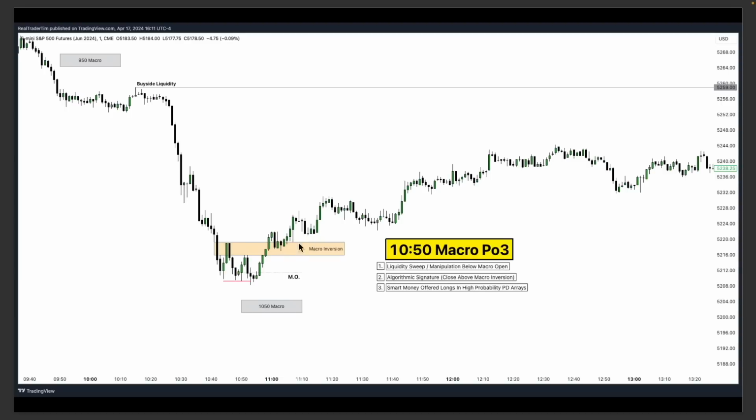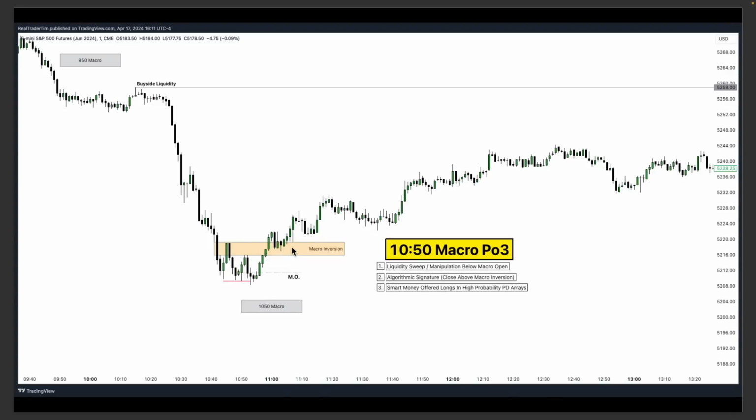Okay, so after we've identified the manipulation before macro open, we're just waiting to see these macro signatures. Okay, because we want to think like the algorithm, we want to think like smart money. So where is the algo offering smart money their position to enter long inside of this macro inversion?